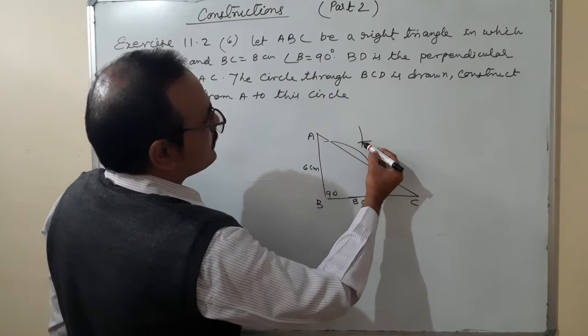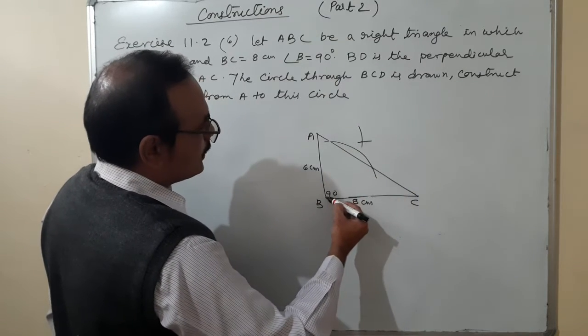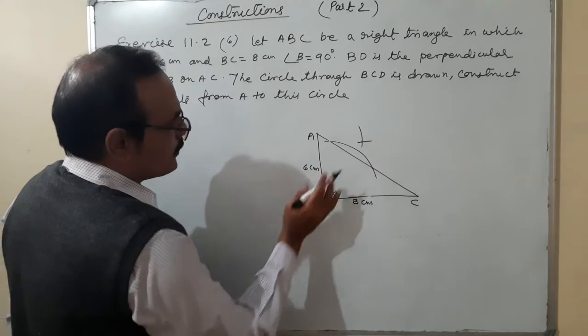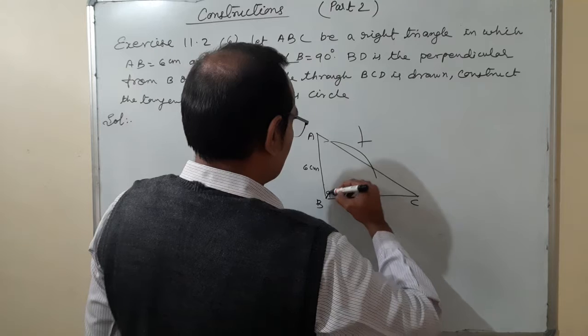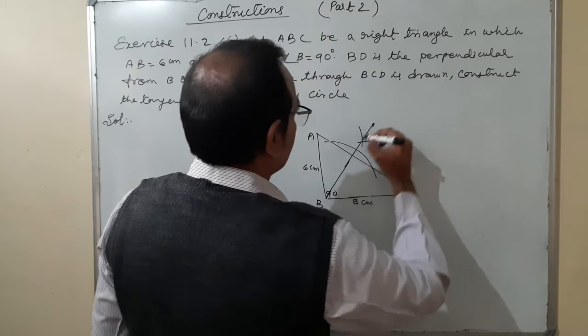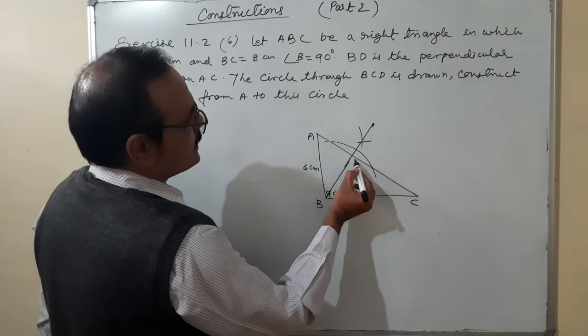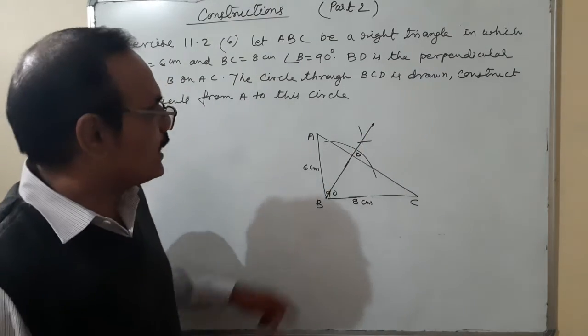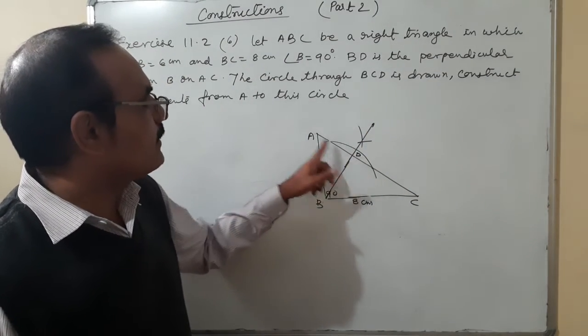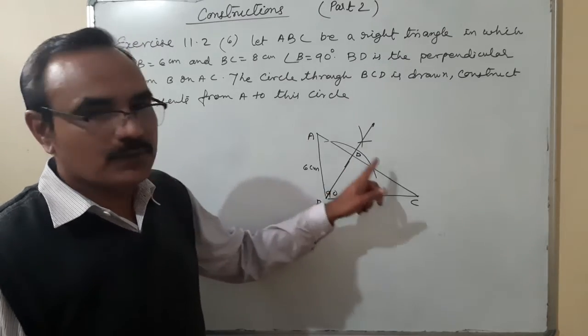This is the point. This point will be joined from point B. That means placing the ruler from B to that point, and you draw a line like this. Okay, so this is D. This line extension is not required. This is the point D. So that means BD is perpendicular on AC.